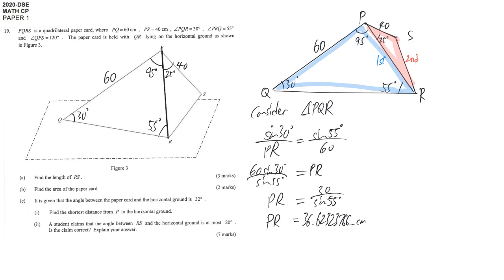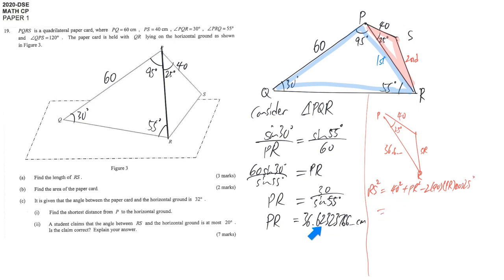And now we can focus on the red triangle. We have 40, we have 25 degrees, we have PR also, which is 36.6 something. In order to get our target SR, we have 3 sides with only one angle, so we have to use the cosine formula. In the cosine formula, C is represented by SR. RS squared is equal to the two sides, 40 squared plus PR squared, minus 2 times 40 times PR times cosine 25 degrees.